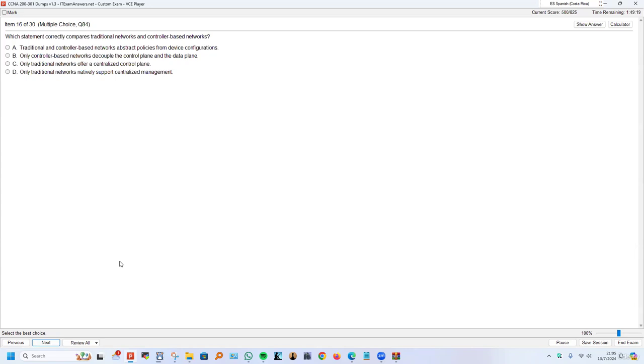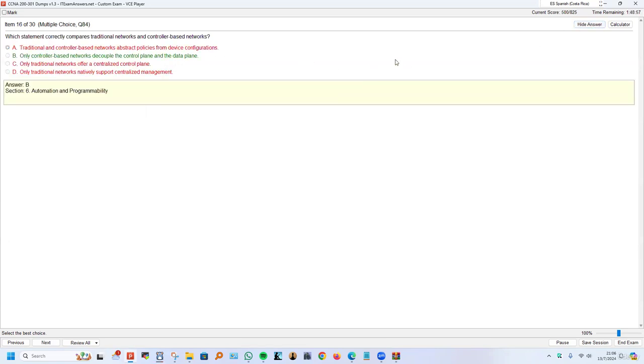What about this one? Okay, this one is tricky. Only controller-based networks decouple the control plane and data plane. Seems to me like that one. Which statement correctly compares traditional networks and controller-based networks? I think it's this one. Traditional and controller-based networks abstract policies from device configurations. Let's double check. It is actually incorrect.